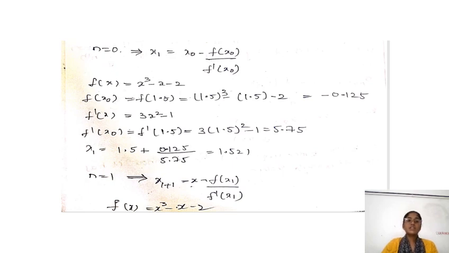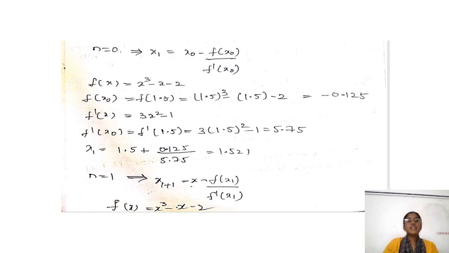f of x is equal to x cube minus x minus 2. f of x naught is equal to f of 1.5, which is equal to 1.5 cube minus 1.5 minus 2, which is equal to minus 0.125. f dash x is equal to 3x square minus 1. f dash of x naught is equal to f dash of 1.5, which is equal to 3 into 1.5 square minus 1, which is equal to 5.75. x1 is equal to 1.5 plus 0.125 by 5.75, that implies 1.52.